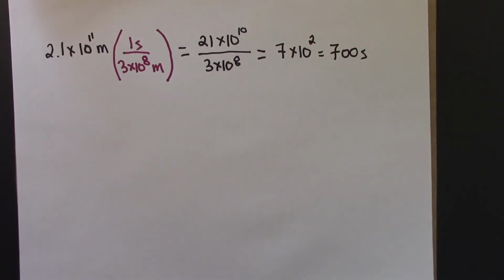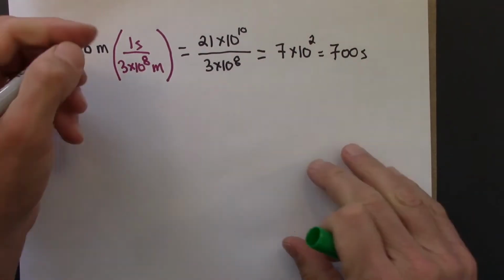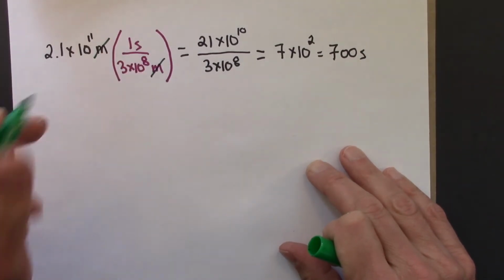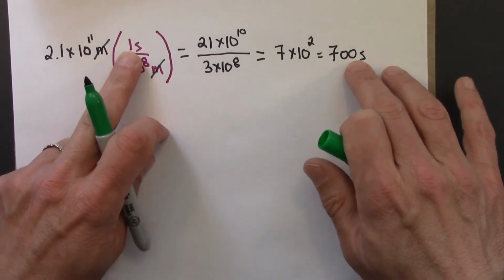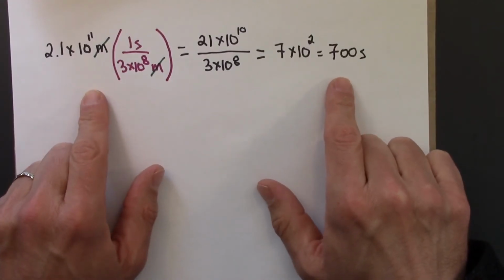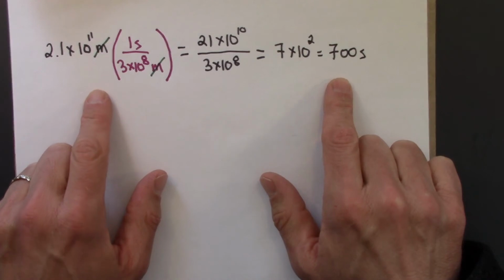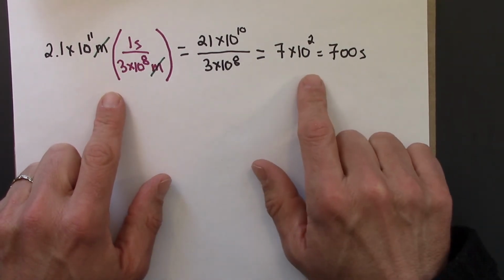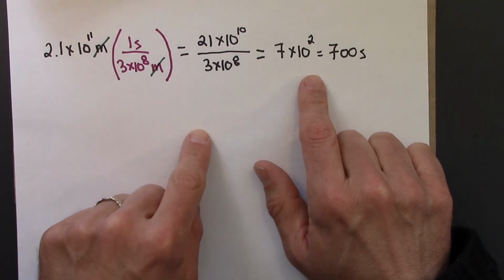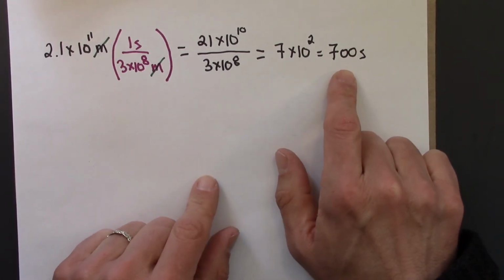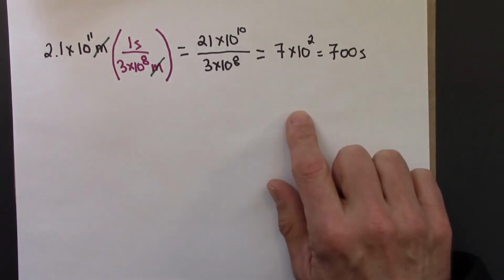I should point out that this conversion factor, I know it's right because the meters cancel and I'm left with seconds. So the distance between Earth and Mars is 700 light seconds. That means that if these clocks are synchronized, the time of arrival of the light flash for Beowulf should be 700 seconds after noon.